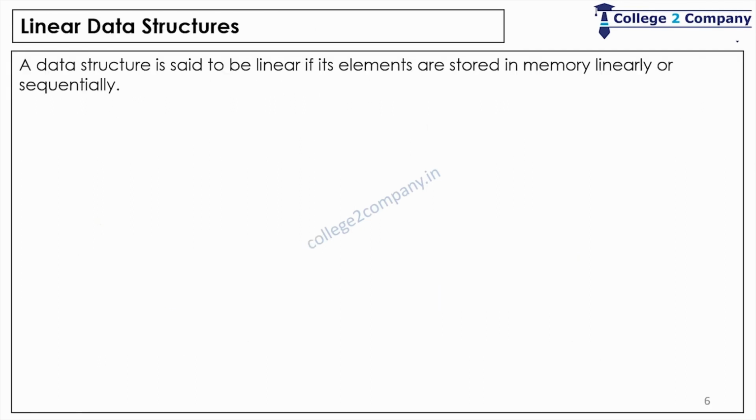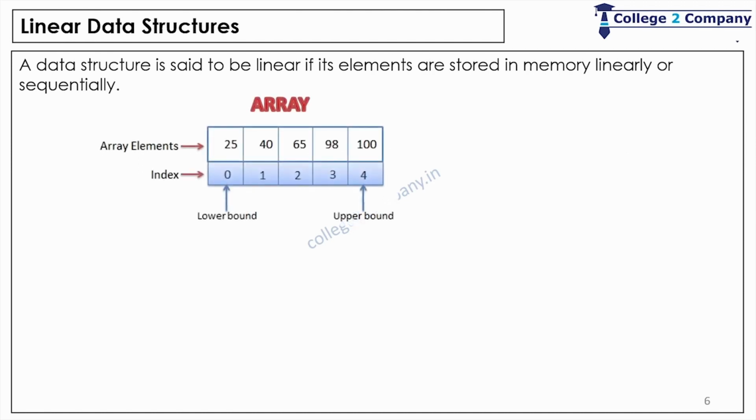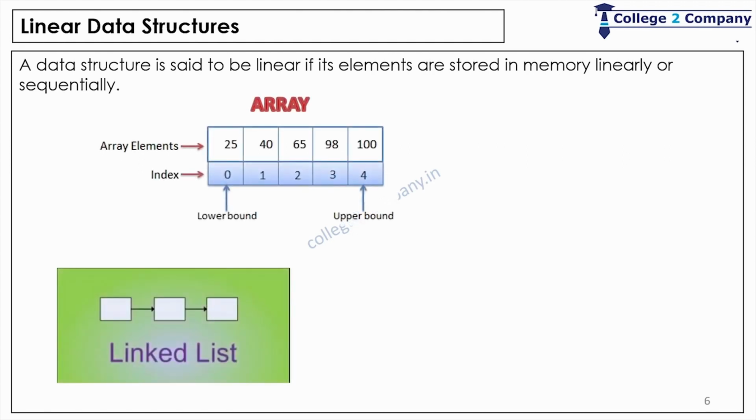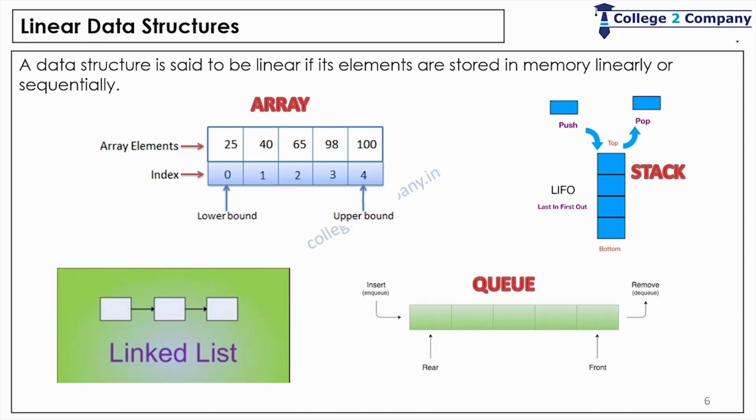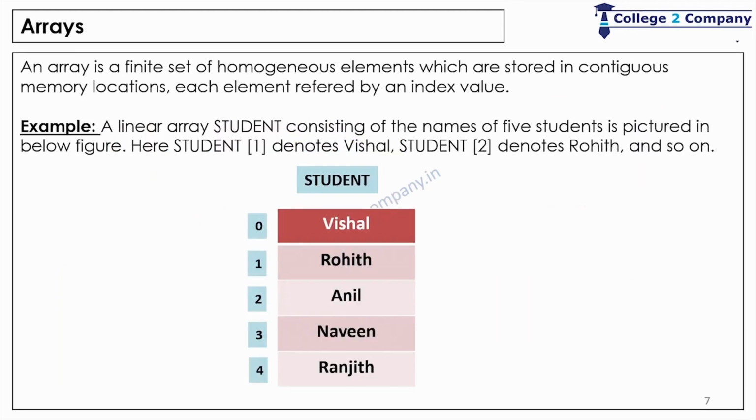Coming to linear data structures, there are four main categories of linear data structures. One is the array, and linked list, stacks, and then the queues. We are going to discuss these data structures in detail in our next videos. Let us just understand the definition and meaning of these data structures in this session. Let's start with the first one, that is array.